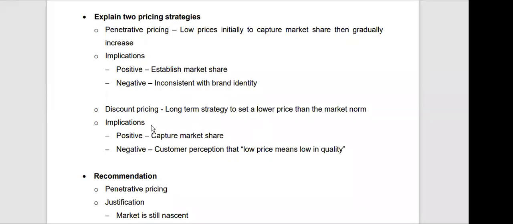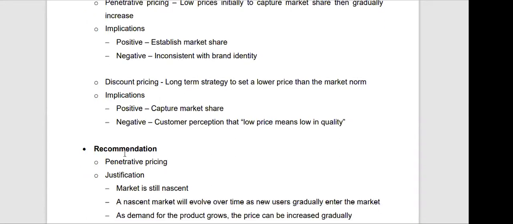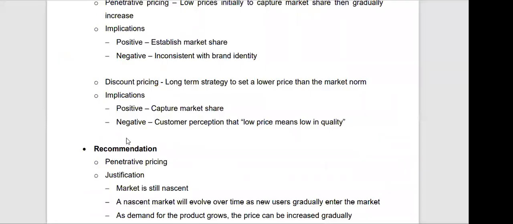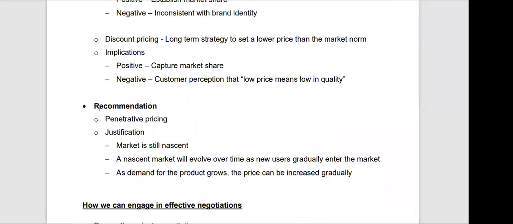And what are the implications? Again, I've highlighted the implications. The positive implication is we can easily capture the market share when we are selling something at a discount. The negative implication, with regards to customer perception, is that low price means low quality. If customers feel that the price is too cheap, they might think that the quality is lower as well. After doing that, according to the question, you are supposed to recommend the most suitable pricing strategy. For the recommendation, I've used a subheading again.